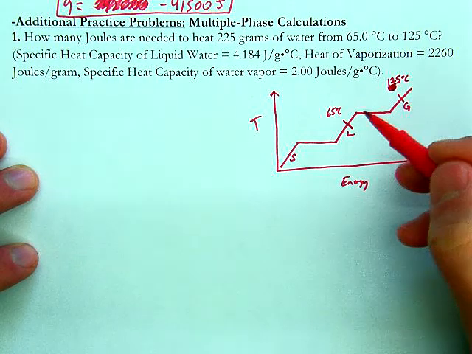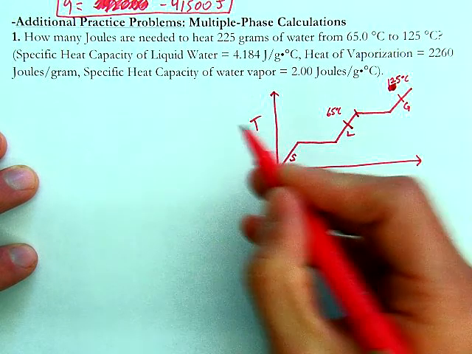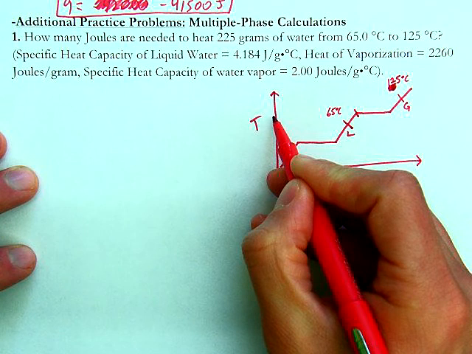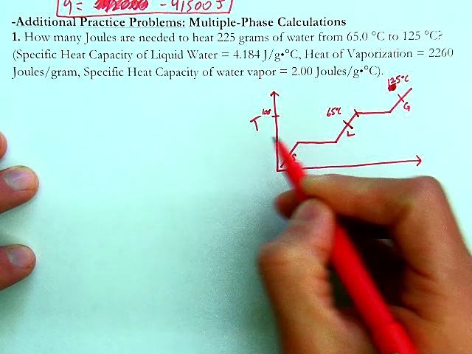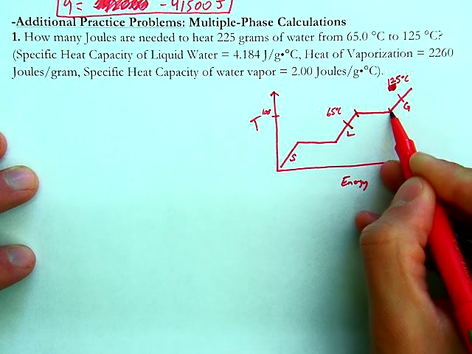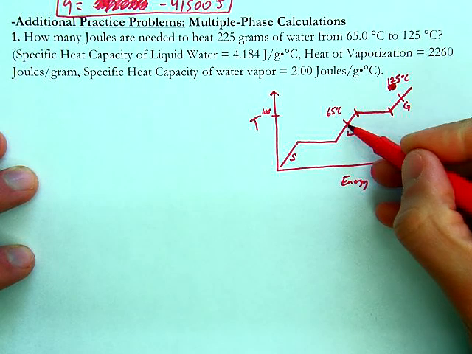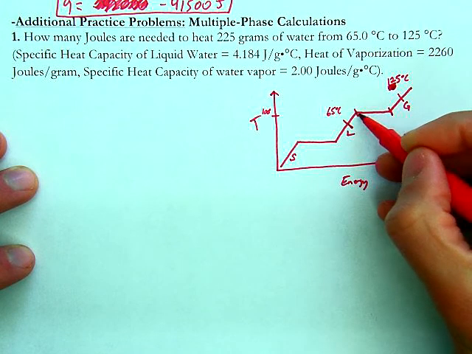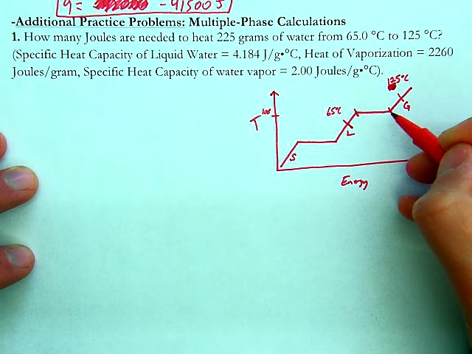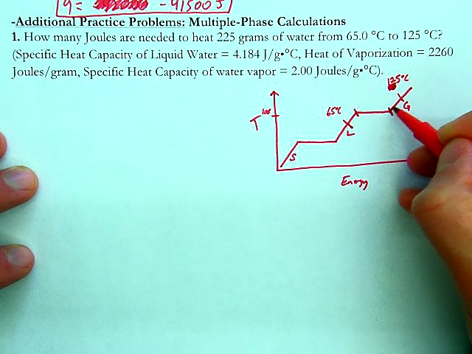So we actually have a temperature change. We're going to say that this is 100 degrees Celsius, right? That's the boiling point. So this phase change is boiling. In this problem, we have to go from water at 65 up to water at 100. We then have a phase change, and then we go from water at 100 up to gas at 125.